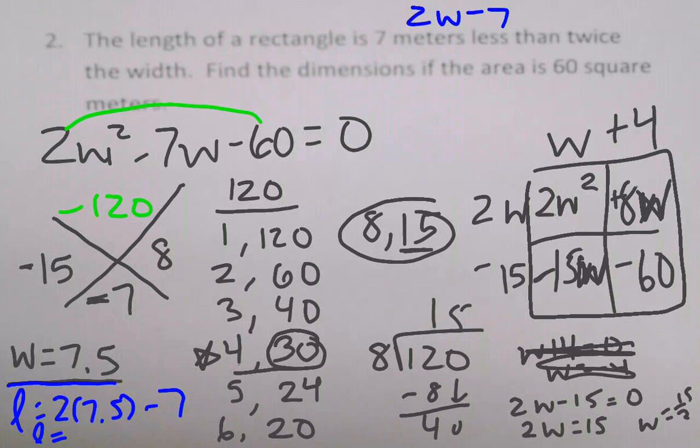So my length is 8. So my final answer would be that my width is 7.5 and my length is 8. All right, that's it. Just go back if you have any questions and replay it until it kind of starts making sense, and we'll do some practice tomorrow in class.